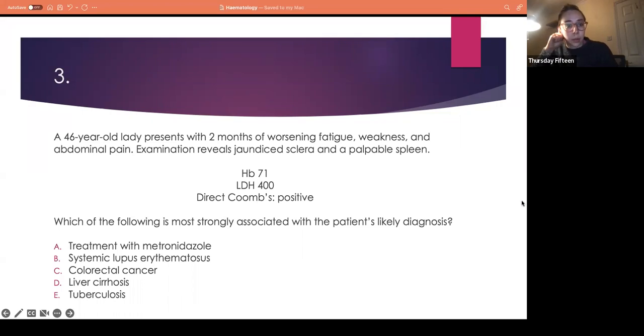So this question was about a 46-year-old lady presenting with worsening fatigue, weakness, and abdominal pain. She's jaundiced, she's got splenomegaly, she's got quite a significant anemia, and her Coombs test has come back positive. So which of the following is most strongly associated with her likely diagnosis? I think this is quite a hard question.